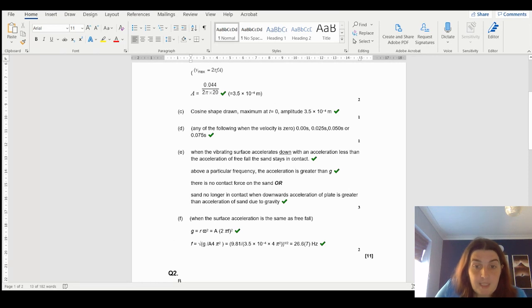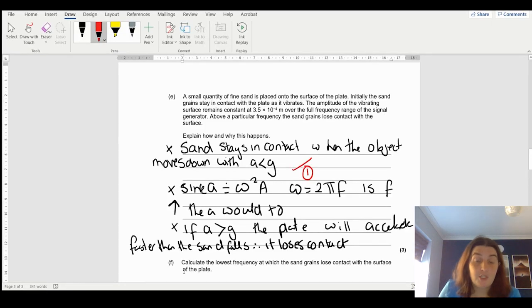Above a particular frequency, the acceleration is greater than g, or there is no contact force with the sand. The sand is no longer in contact when the downward acceleration of the plate is greater than that of the sand due to gravity. Actually, I gave a little bit too much information there. Since a is omega squared A and omega is 2 pi f, if f is greater, a would also be greater.